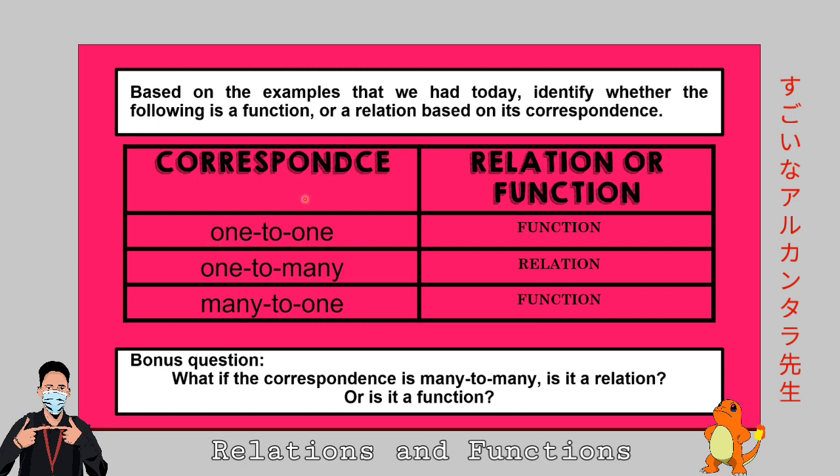Always remember, the one on the left is our first element and the one on the right is our second element. So that's how we answer it. This one is many to 1, so it corresponds to exactly 1 second element again. That's why it's a function.